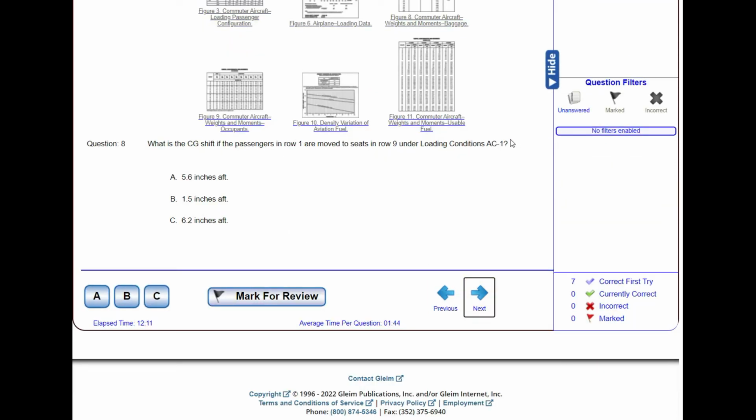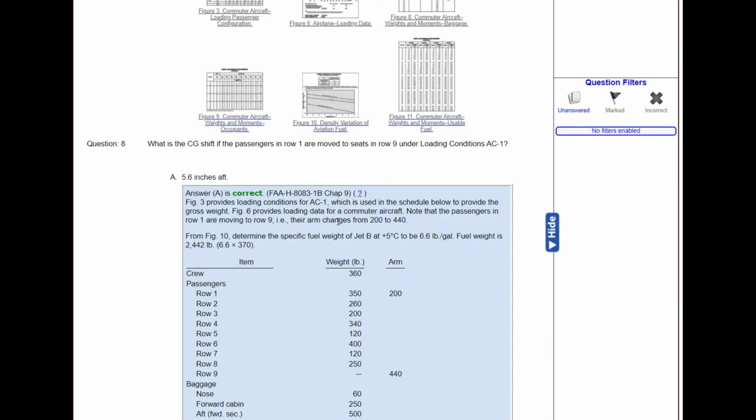This question is asking about AC1. If you remember 4 and 10 being the lowest, 1 and 2 being the middle values, you can easily predict that you're going to be looking for the number value that's in the middle here. So 1.5 being the lowest, 6.2 being the highest, and 5.6 being the middle.